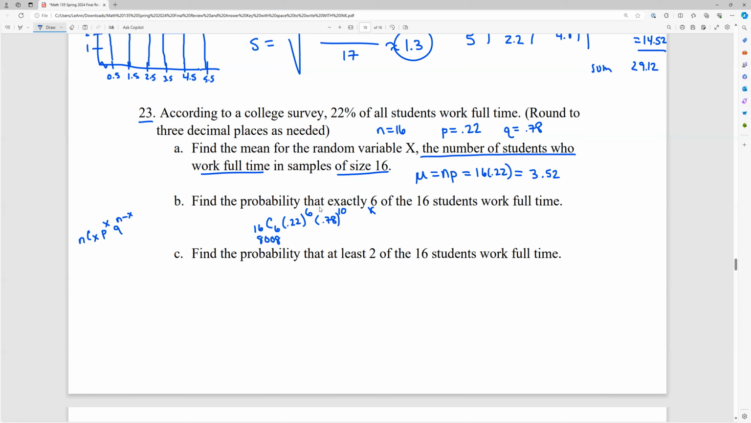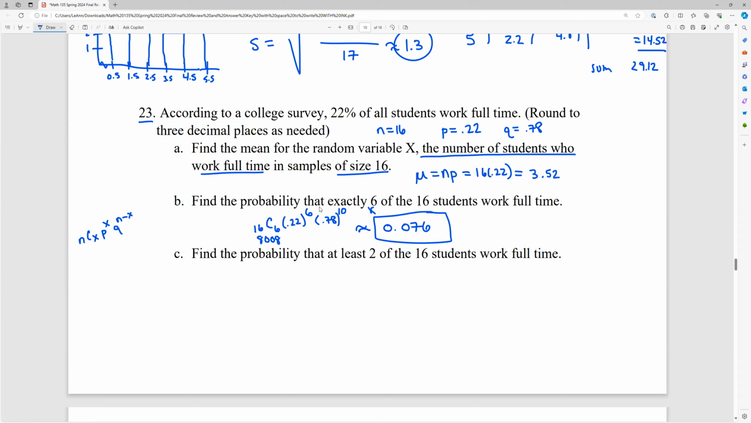Then we would times that answer by... I would not clear my calculator. I would just go ahead and times it by 0.22 to the 6th. And then, without clearing my calculator, times that by 0.78 to the 10th, using your exponent button as needed. And this to 3 decimal places, according to the directions, is about 0.076. So it's about 7.6% if you were to turn that into a percentage, but they just asked us the probability. So I'm not going to turn it into a percentage.